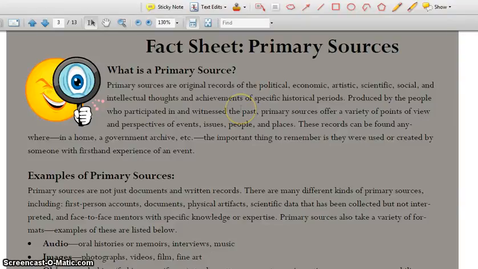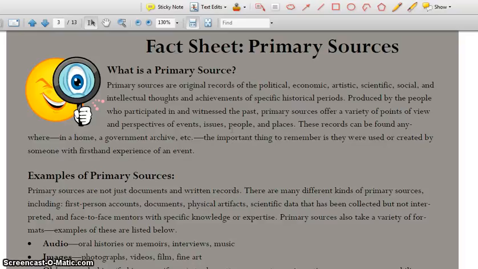Okay, good evening, students. We're going to start by going over what is a primary source. So if you prepared for this lesson, then you would have emailed me what you think is a primary source, an example, and what you thought was a secondary source, and an example. But what we're going to do now is just go over what it is exactly.